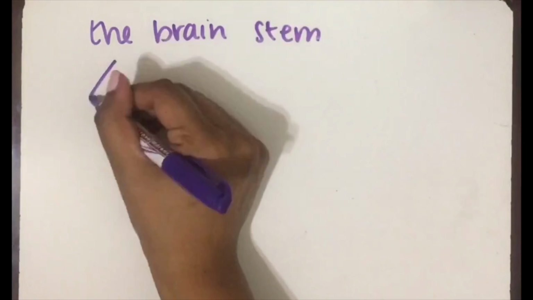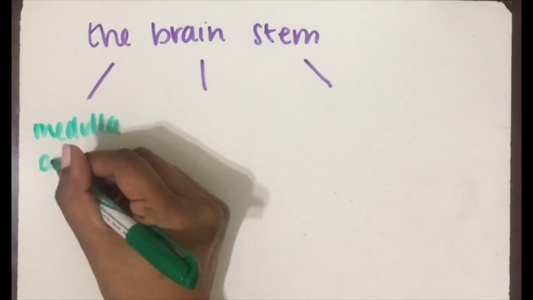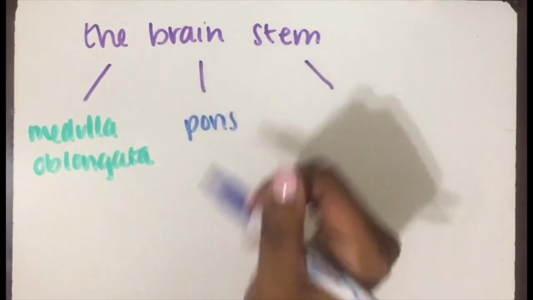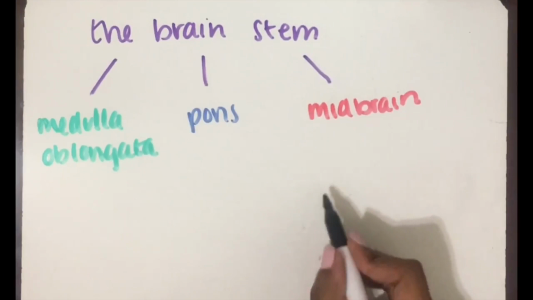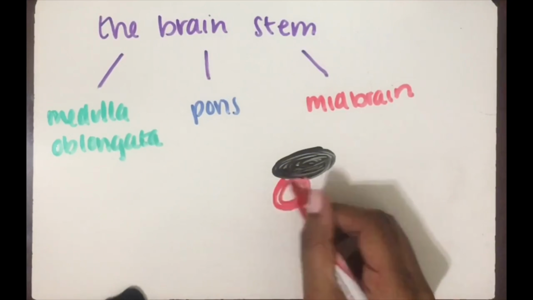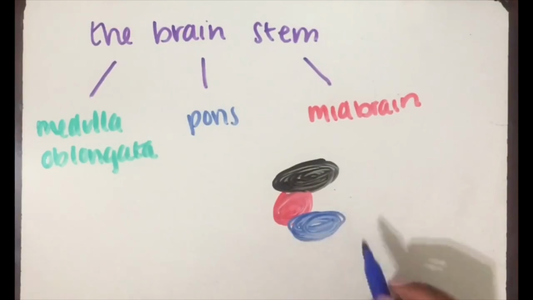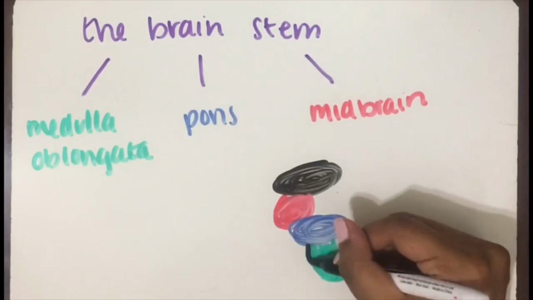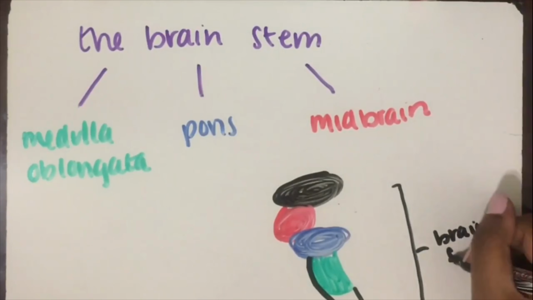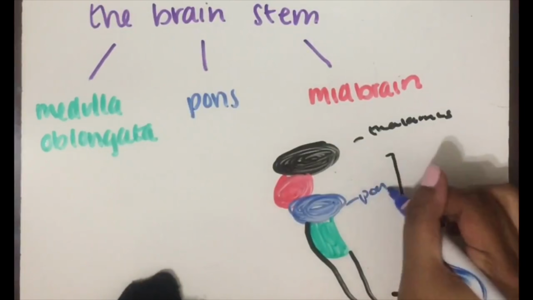The brainstem consists of 3 parts, the medulla oblongata, the pons, and the midbrain. The medulla oblongata contains centers that control several visceral functions. The pons also takes part in these visceral functions. The midbrain contains centers for the receipt and integration of several types of sensory information.